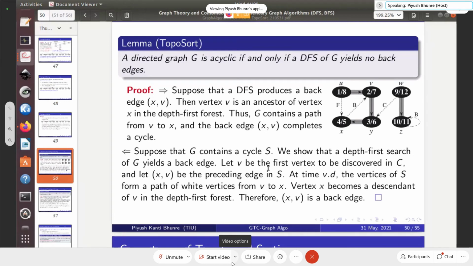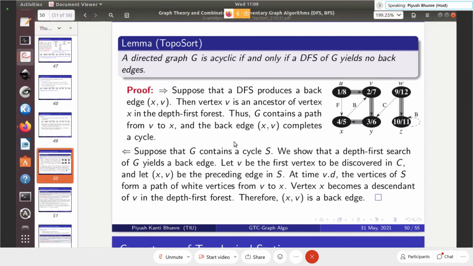So here is just a proof of that. Suppose the DFS produces a back edge. Okay, then we say that there is a cycle, so that means the graph is not acyclic. And in the reverse way, if it contains a cycle, then we will show there is a back edge. So this is an if and only if condition for G being cyclic or acyclic. If there is a back edge, there is a cycle. If there is no back edge, it is acyclic.